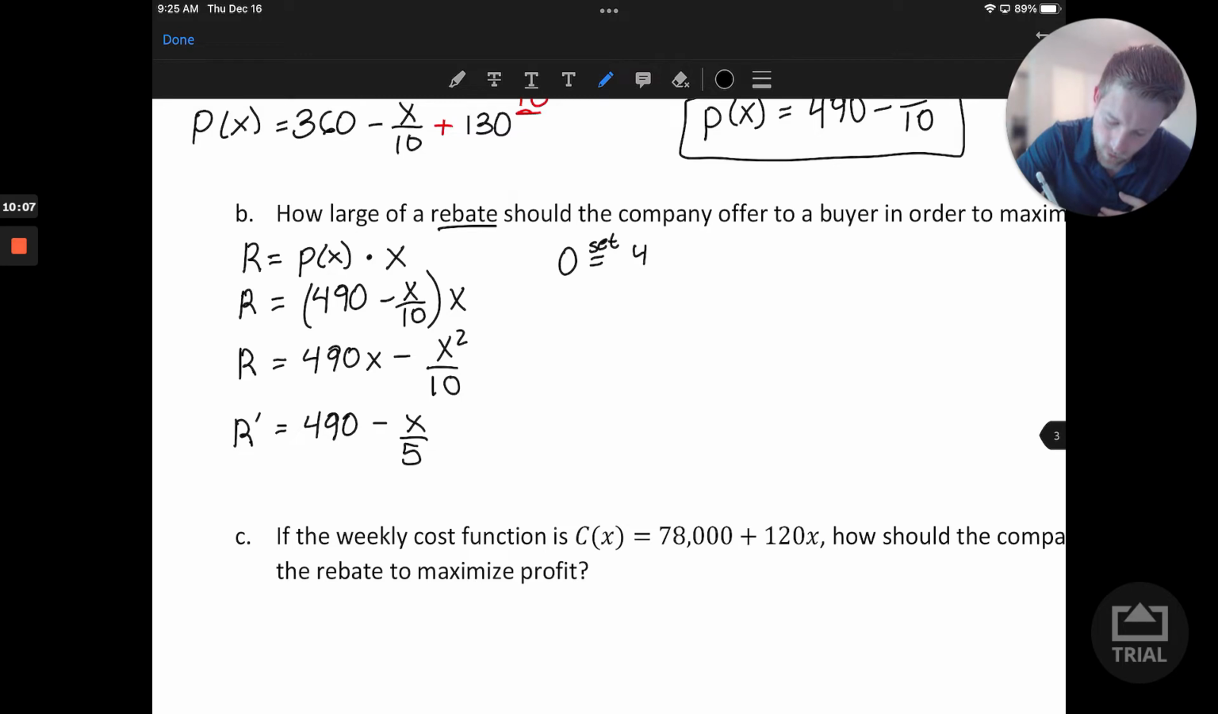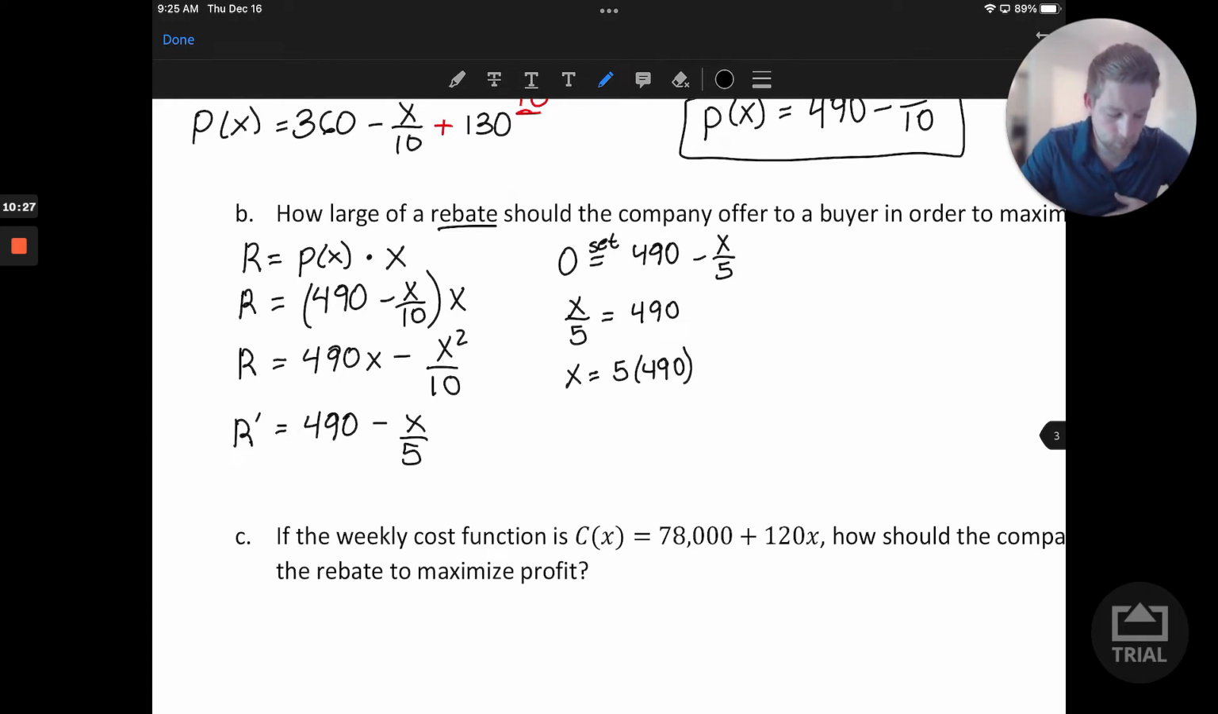So that would be 490 minus x over 5. If we rearrange this by adding x over 5 to both sides, we'd have x over 5 equals 490, or x is going to be equal to 5 times 490. And with that result, we should get a final result here. Looks like to be 2,450 TVs.